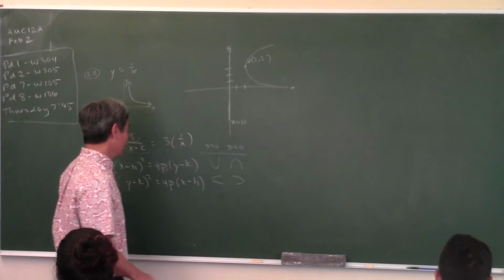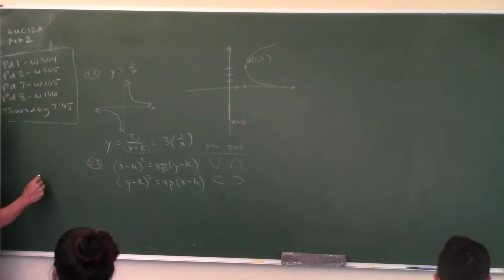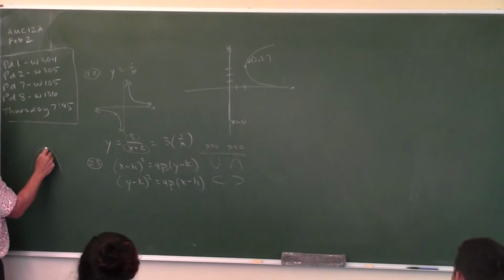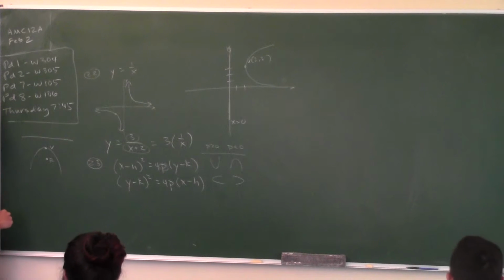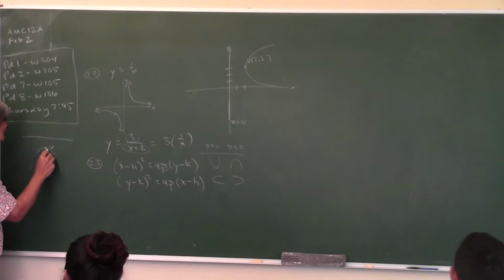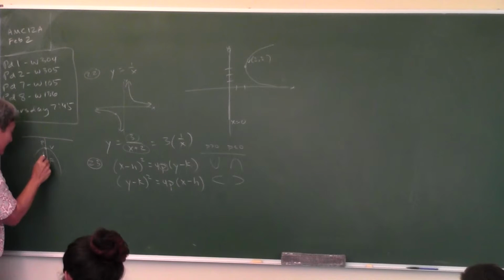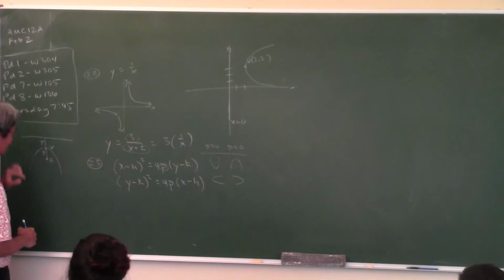It's like that. Remember, whenever you have a parabola, it doesn't matter which direction it's opening. This is the vertex, the focus is inside, and then the directrix is a line that's outside like that, right? And remember, this distance and that distance are the same. That's what p is. P is the distance between the vertex and the focus, or the vertex and the directrix.